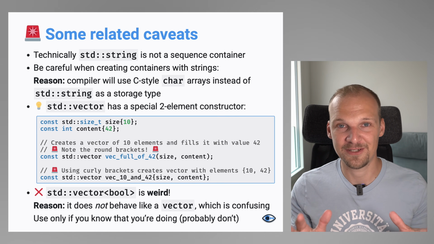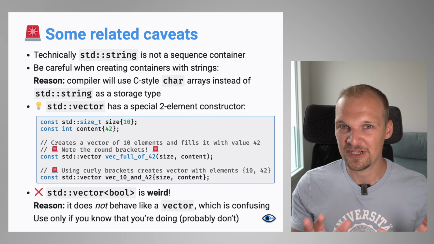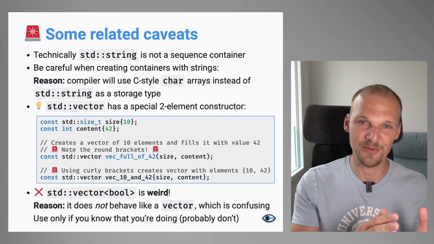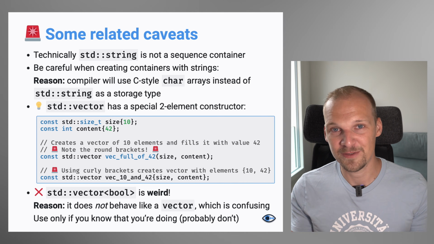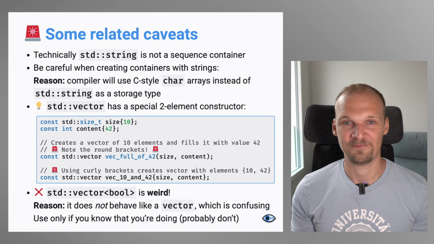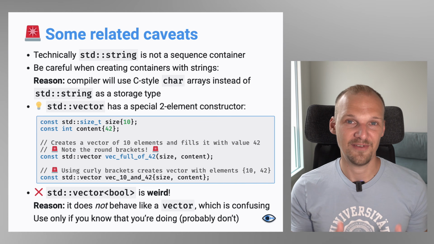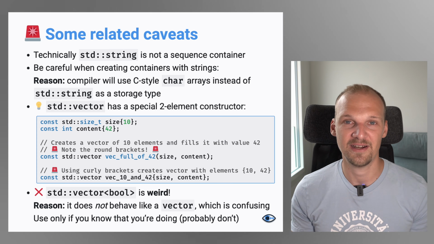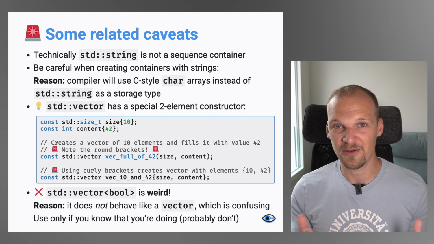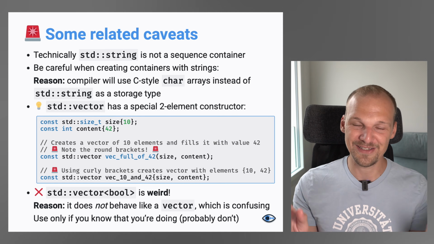Okay, the next one is related to the standard vector. Remember how I told you that you can always use the curly brackets or the round brackets, and they're kind of equivalent? They mostly are, but not in the case of a vector. If you want to create a vector with two elements, you would use curly brackets and put these two elements there, but if you now decide to use round brackets, it will call a completely different constructor.